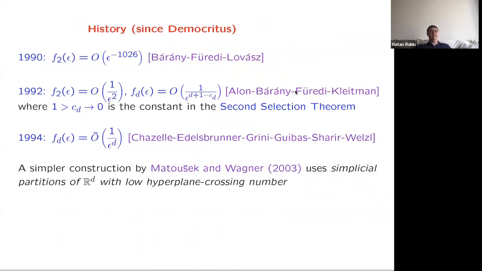Unlike the case of strong epsilon nets, the growth rate of weak epsilon nets is very far from being solved. In '92, Alon, Bárány, Füredi, and Kleitman obtained an exponent in dimension d, which is only very slightly better than d plus 1, which was shortly afterwards improved to d. And Matoušek and Wagner established the same exponent using a very elegant argument based on simplicial partitions with a low hyperplane crossing number.